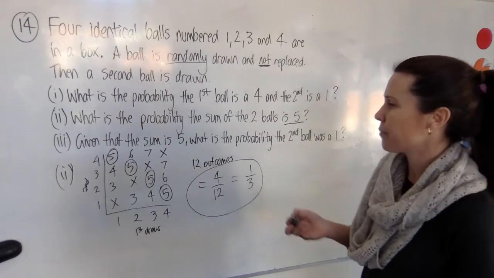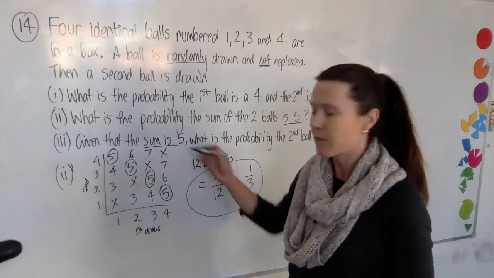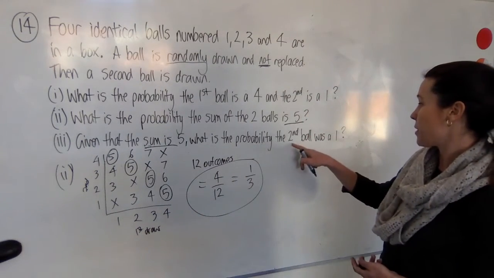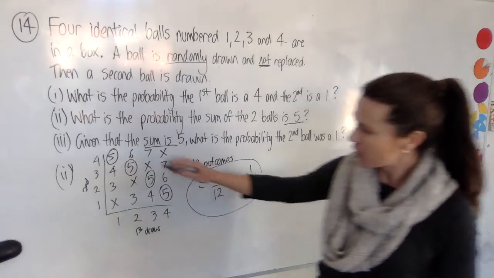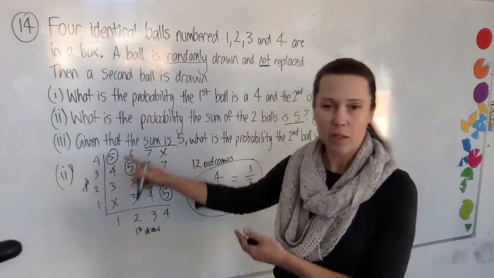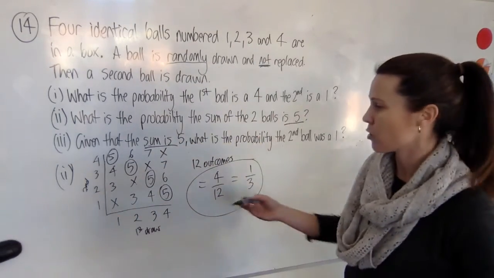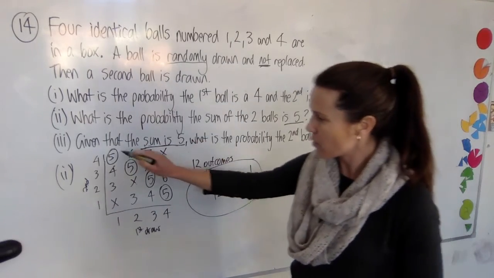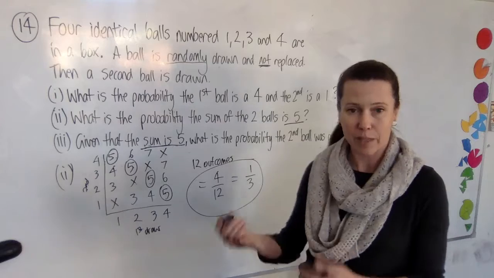For part 3, given that the sum is 5, so this is a conditional probability question, what is the probability that the second ball was a 1? Now, if you've set up a sample space graph in part 2, it's quite helpful for part 3 because you have all the information in front of you. We know that the sum is 5, so we know that one of these 4 things here must have happened.